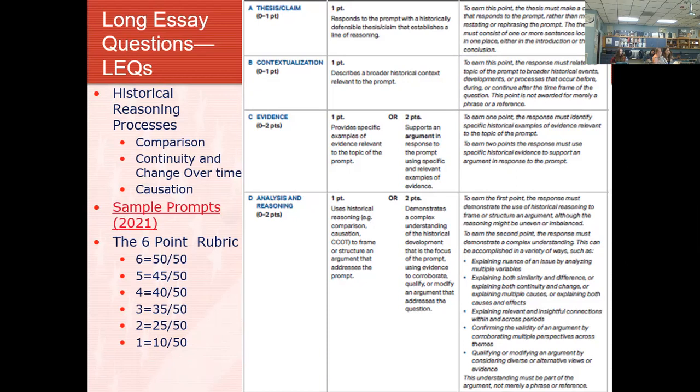How many would say that that is a context that is relevant to the prompt? Thumbs up if it is, thumbs down if it's not. Don't be afraid to put that thumb up, it's okay. That's great, that's a good sign. If you can do that, I'm really happy.